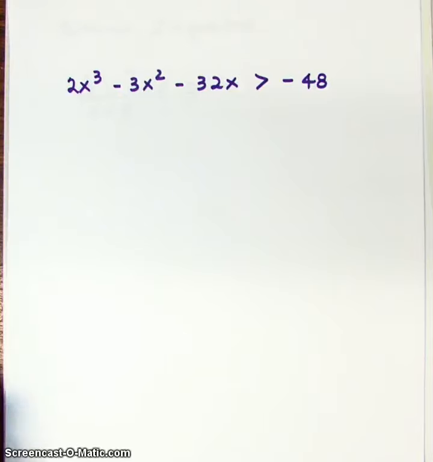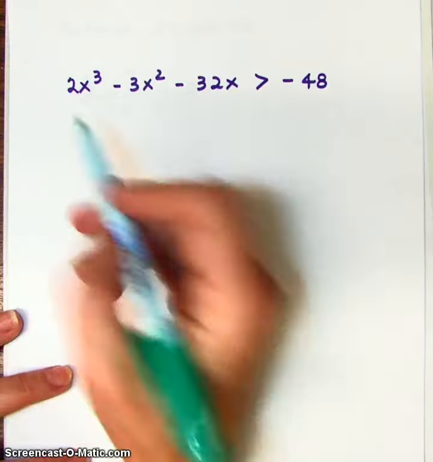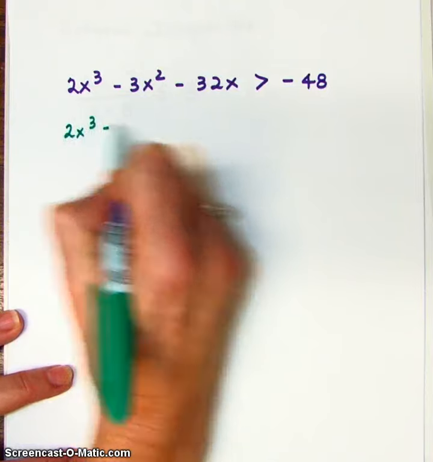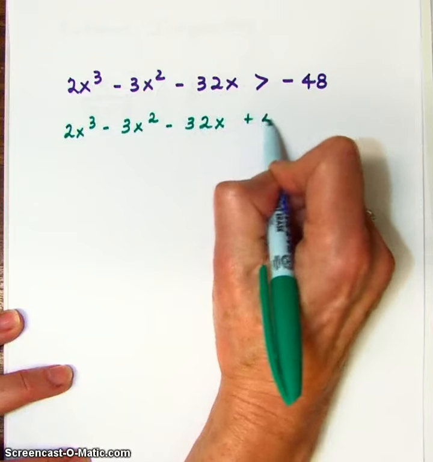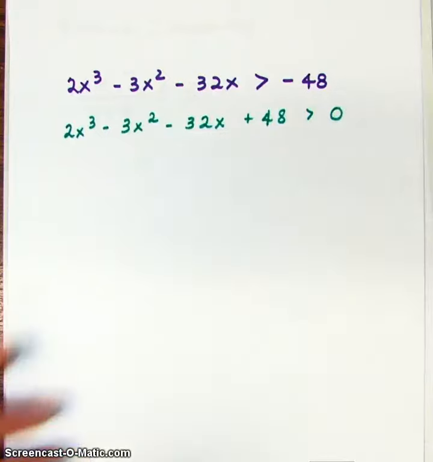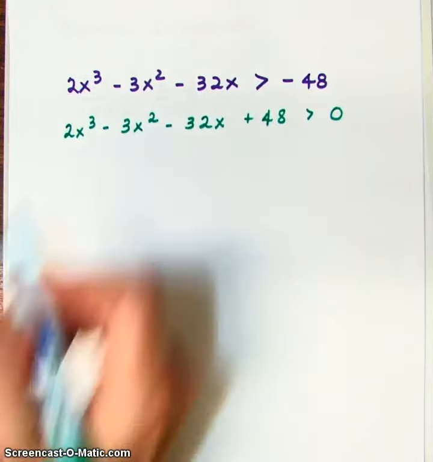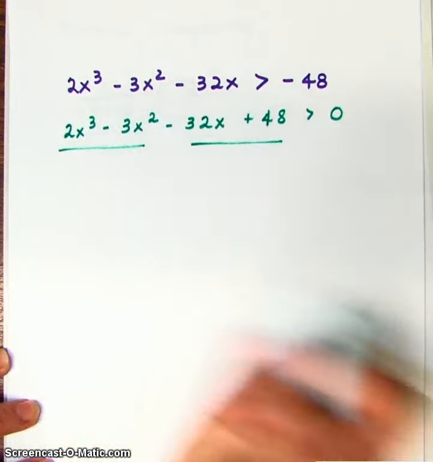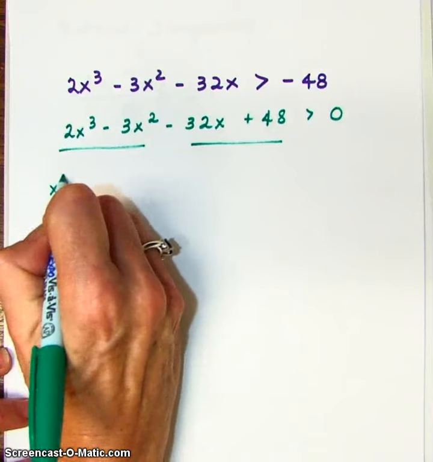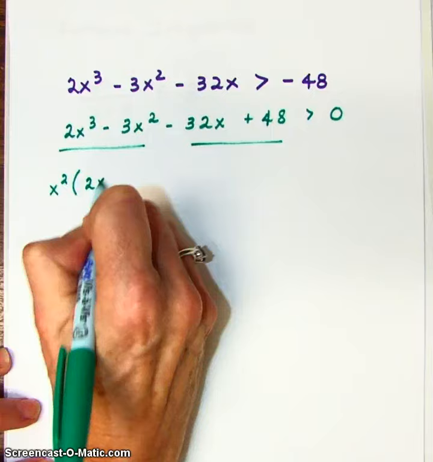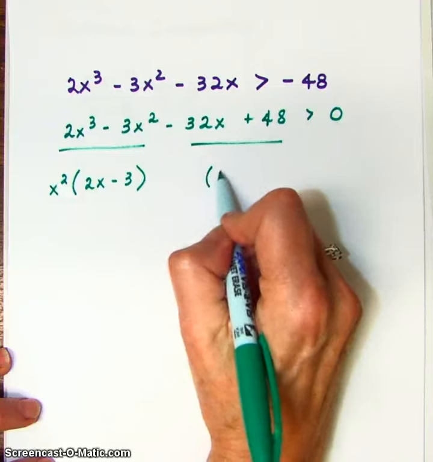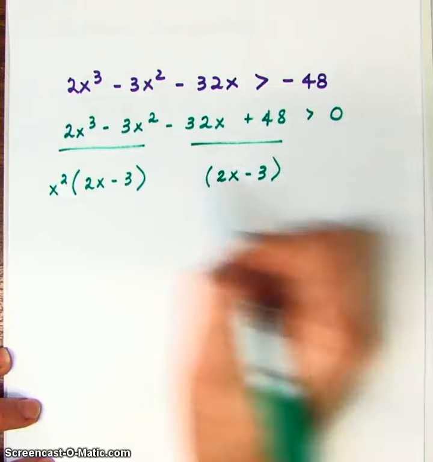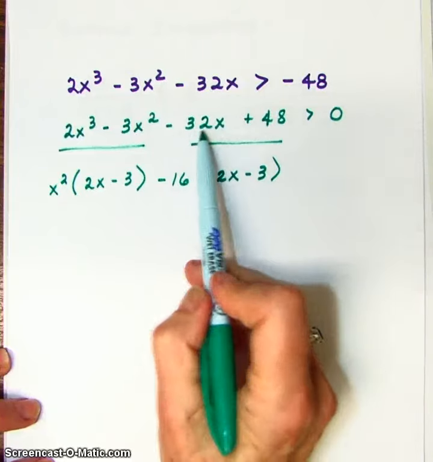All right, this is the hardest one yet. So this one, when we bring everything over, is 2x cubed minus 3x squared minus 32x plus 48 is greater than, and there's nothing left over there, so let's do greater than 0. Now this has 4 parts. This is factoring by grouping. So let's group the first 2 and the last 2. The common factor here is x squared times 2x minus 3. And if we did this right, this will also have a 2x minus 3. And to do that, we're going to have a negative 16 as a common factor between these two.